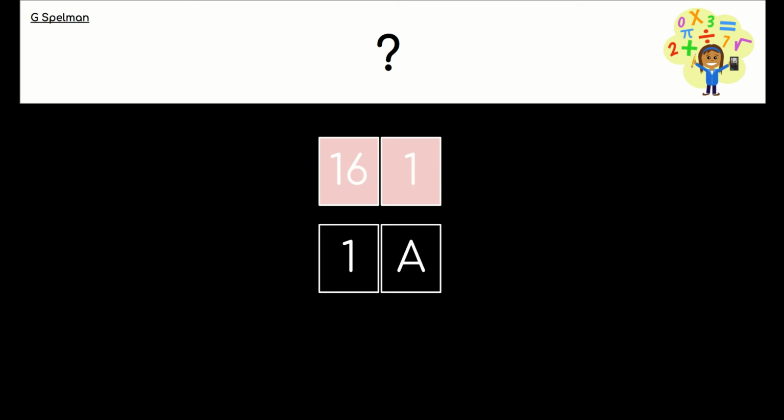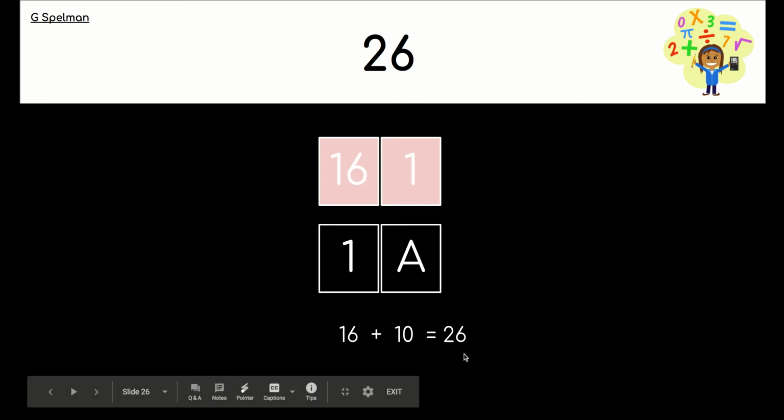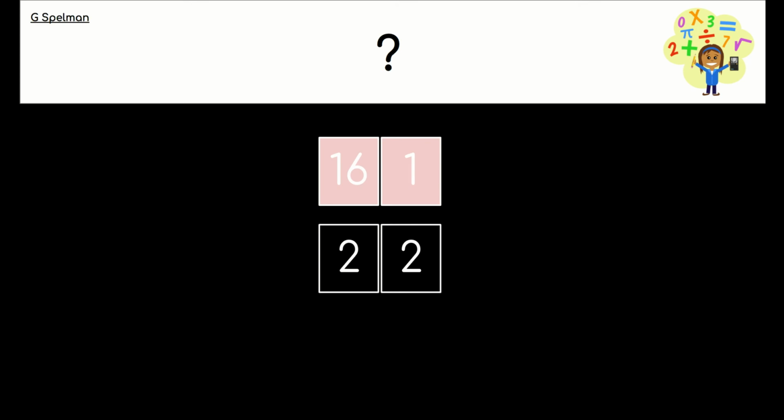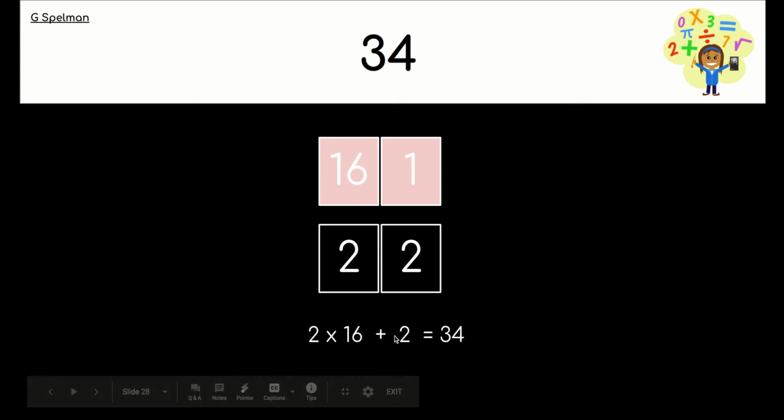What about 1A? Okay, so the A represents 10, so it's 10 times 1. The 1 means 1 times 16, so we have 16 plus 10, and it's 26. And now have a go at converting 22. Okay, and you would have said 2 times 16 plus 2 times 1 equals 34. So 32 plus 2 is 34.